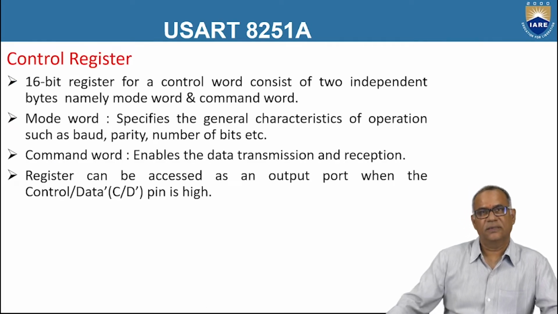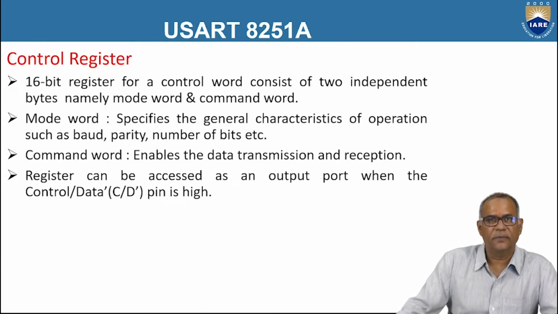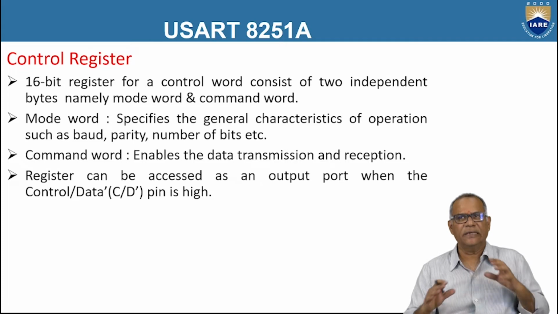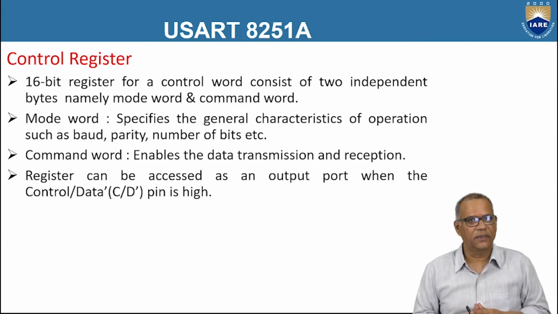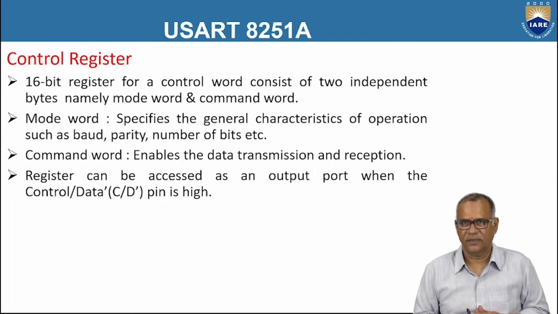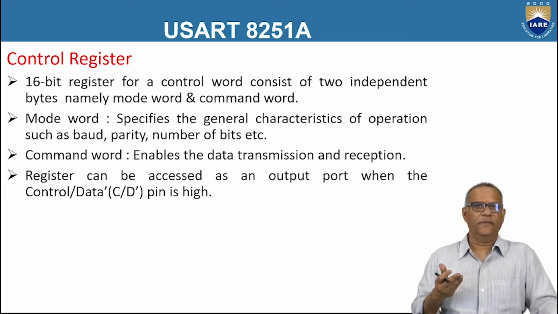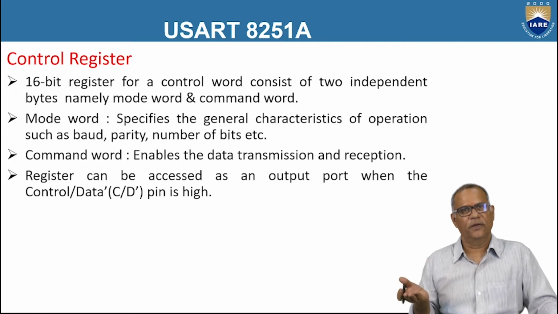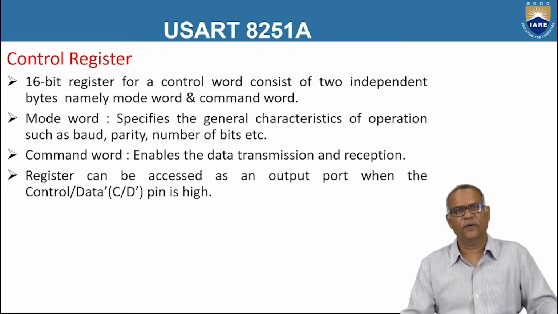And the control register is a 16-bit register, and this contains two independent bytes, namely the mode word and the command word. The mode word specifies the general characteristics of operations, such as the baud rate, parity, or the number of bits per character. And the command word enables the data transmission or reception. So if you are configuring the 8251A as a transmitter, the command word has to be chosen appropriately. Similarly, if you are selecting 8251A as a receiver, you have to select the command word appropriately.